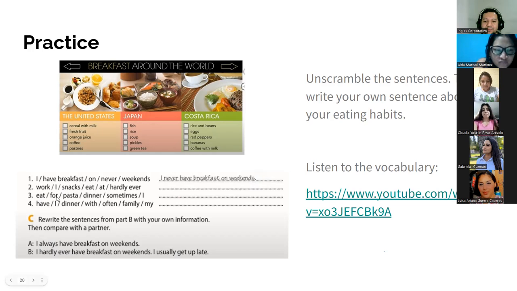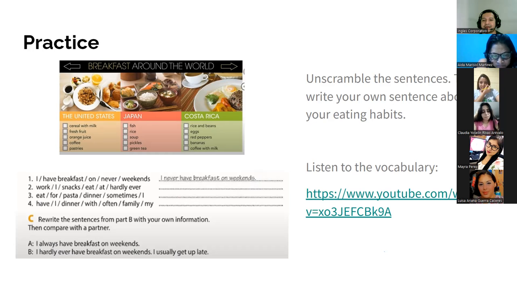Next one is, eat pasta for dinner, sometimes. I sometimes eat pasta for dinner. Very good. Sometimes I eat pasta for dinner, or I sometimes eat pasta for dinner. And the last one, have dinner with family, often? I often have dinner with my family. Very good. I often have dinner with my family.